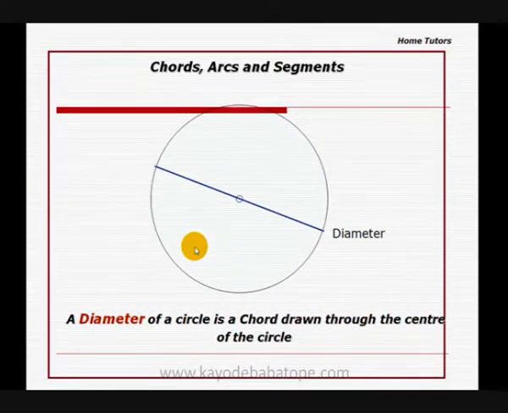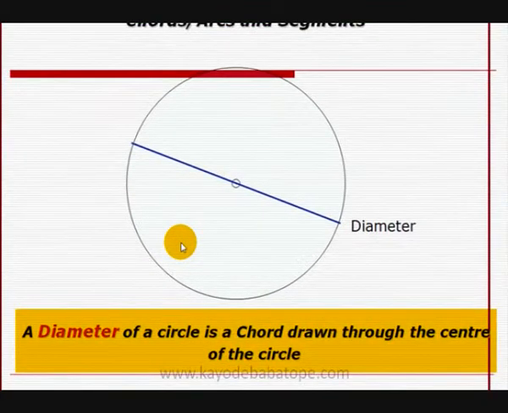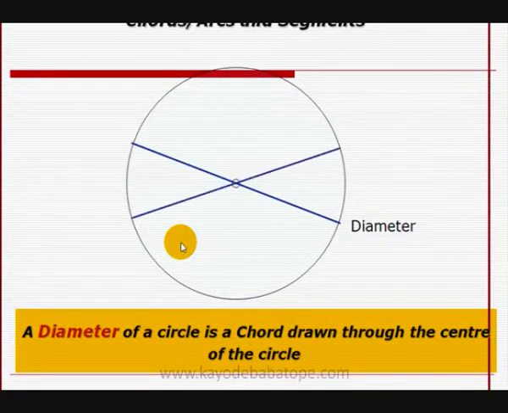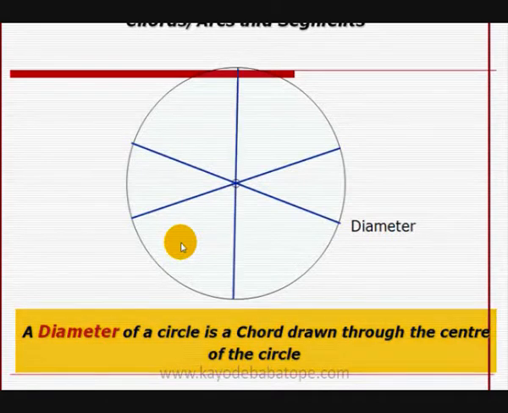A diameter of a circle is a chord, but then it's a special kind of chord. Like you can see, the diameter of a circle joins 2 points on the circumference of the circle, but at the same time, it is also drawn through the center of the circle. So, a diameter of a circle is a chord that is drawn through the center of that circle. That is also a diameter because it is a straight line joining 2 points on the circumference of the circle, and at the same time, it is drawn through the center of the circle.